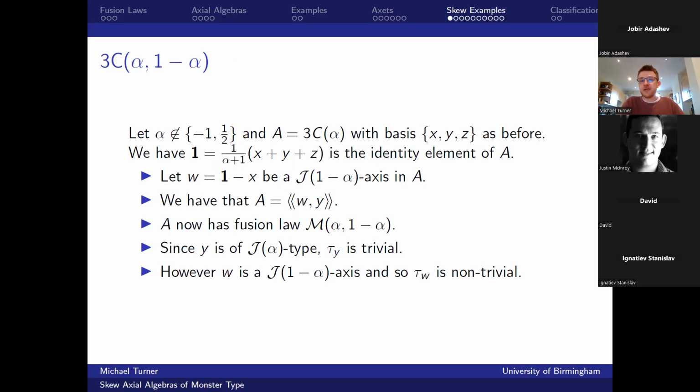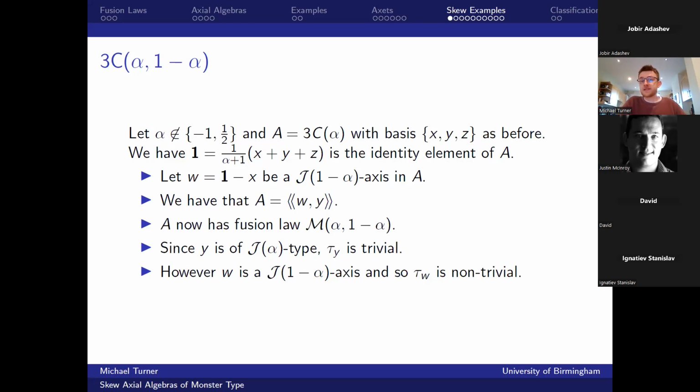So we're going to start with 3C alpha, and we're going to assume alpha is not equal to -1 or a half. We're not assuming -1 because it doesn't have an identity. And we're not going to assume alpha is equal to a half because this won't actually produce a skew axet. So we're going to discount that as well.